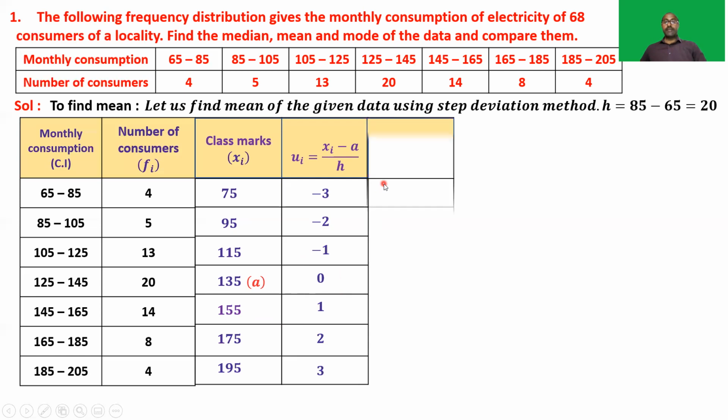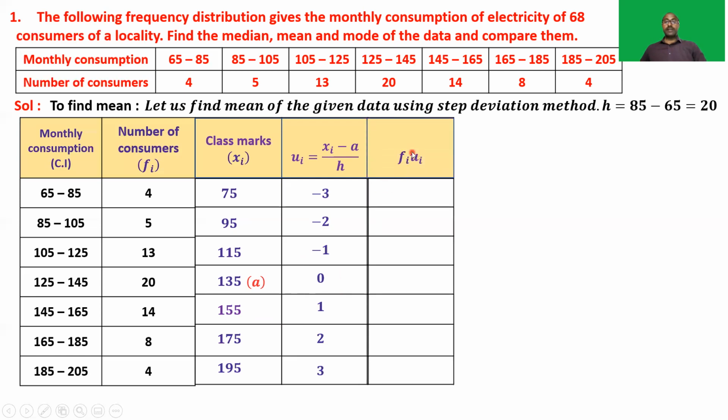Now take the column which represents fi into ui, that is the products of fi and ui's. Now 4 into minus 3 is minus 12. 5 into minus 2 is minus 10. 13 into minus 1 is minus 13. 20 into 0 is 0. 14 into 1 is 14. 8 into 2 is 16. And 4 into 3 is 12.